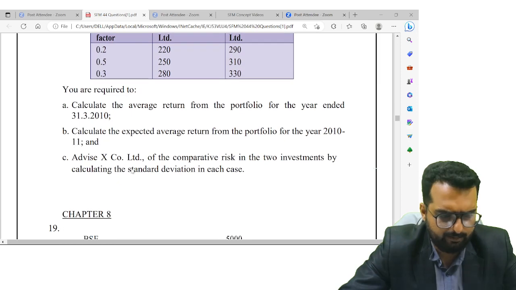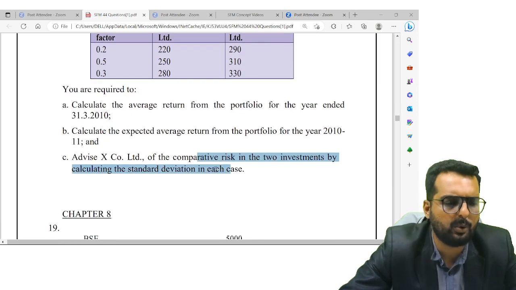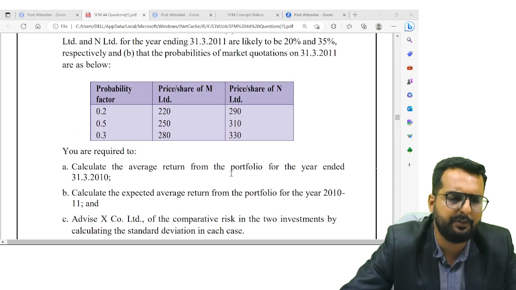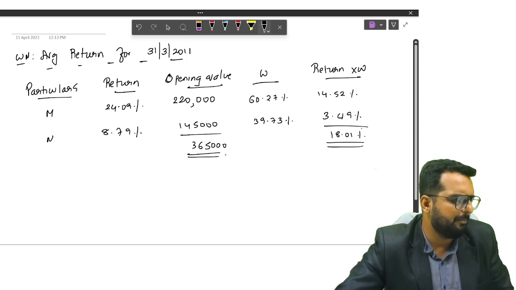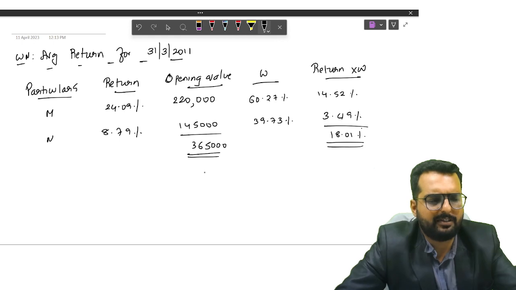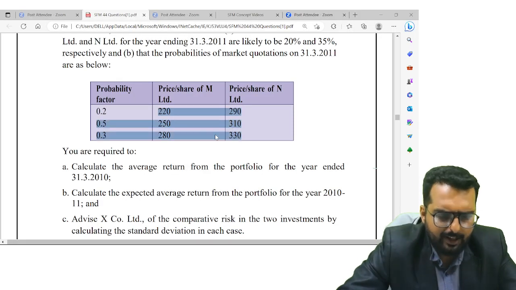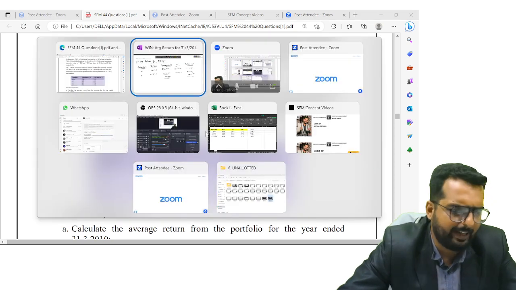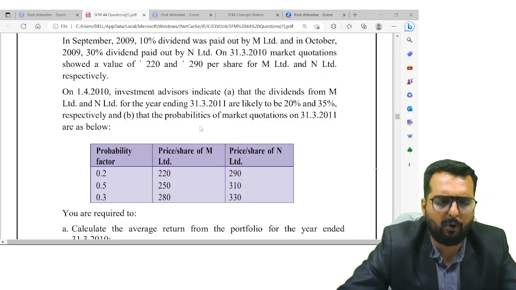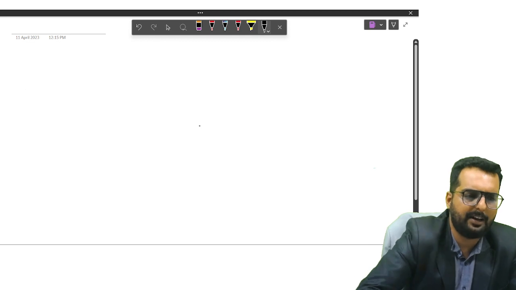Now down they are asking comparative risk in two investments by calculating standard deviation. Now friends, in order to find out standard deviation, we can do it in multiple ways. One way of doing the standard deviation is based on the prices. Second one, we can do standard deviation based on the returns that we worked out also. In your textbook, they have done it based on prices, and we will also do it based on prices.